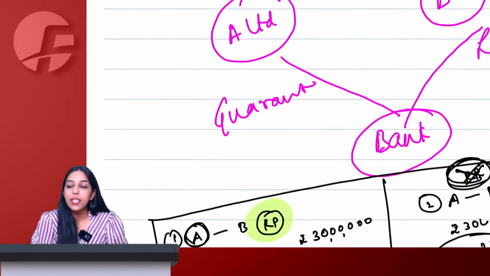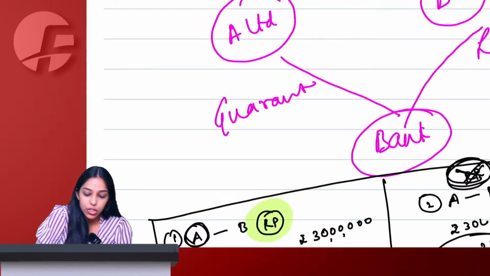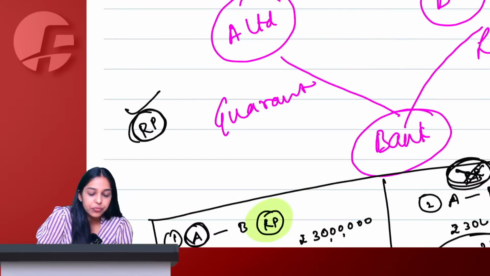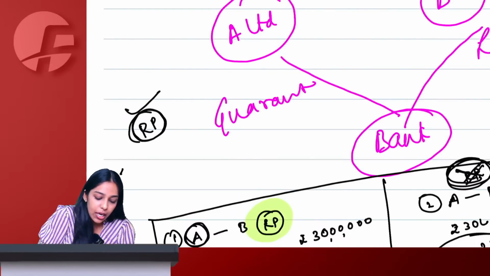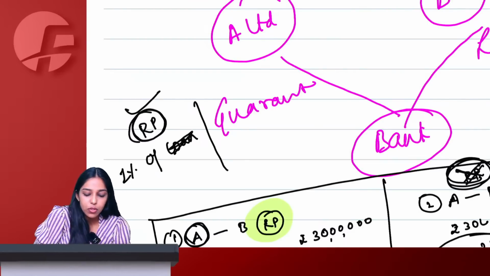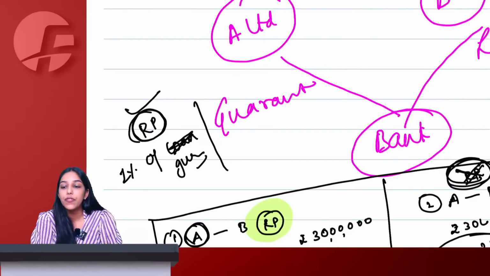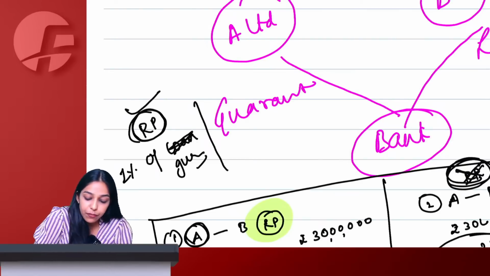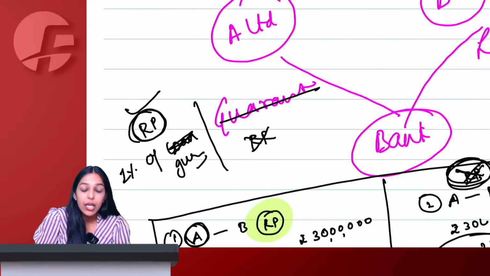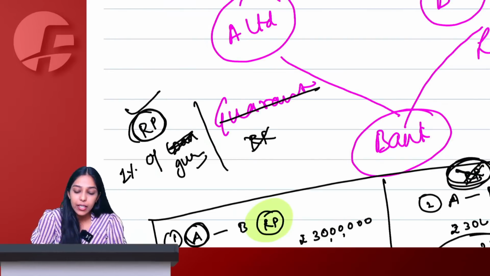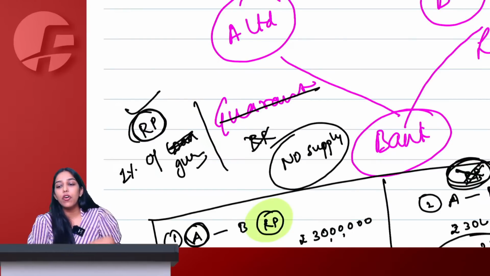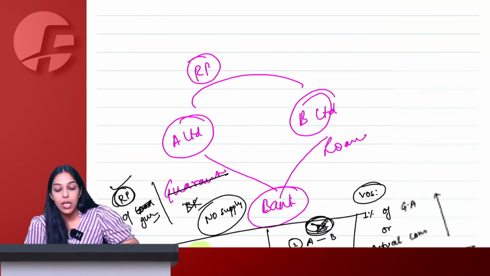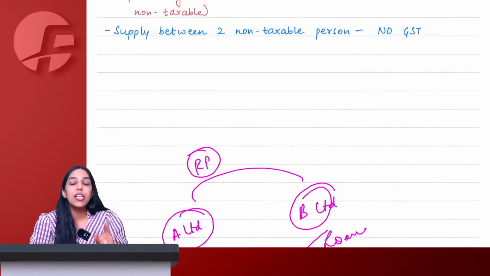Ma'am, let us see if there is no consideration. If they are related persons, and there is no consideration, then straight away 1% of the guarantee amount becomes my value of supply. And if they are not related persons, then no consideration, no supply. General rule for not related, no consideration, no supply. So this point applies only in case of related.